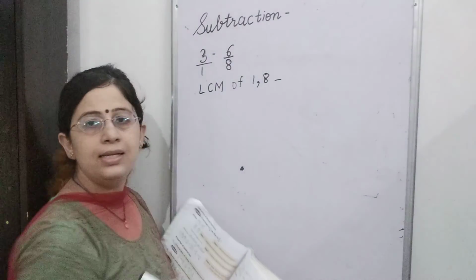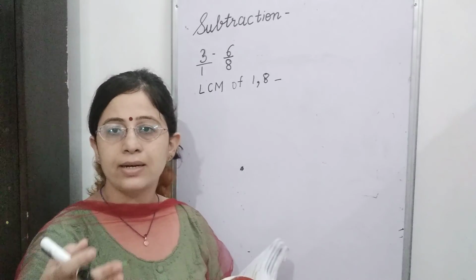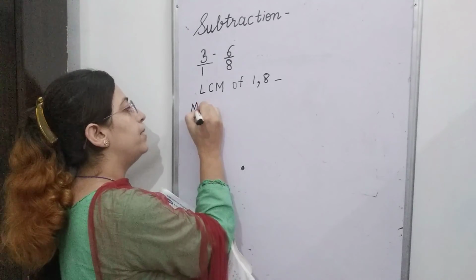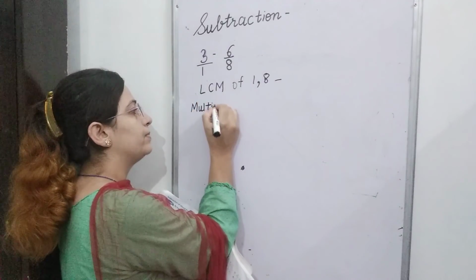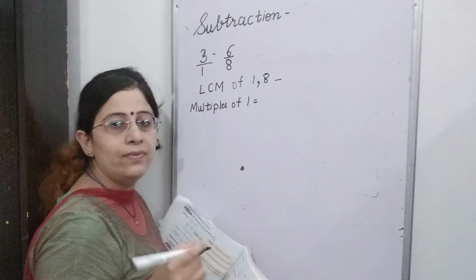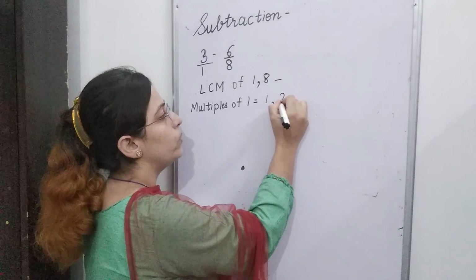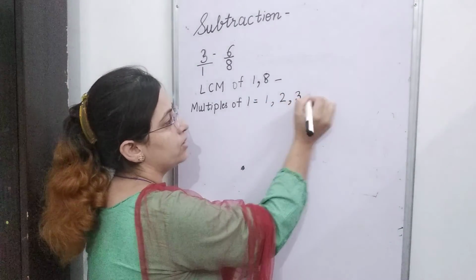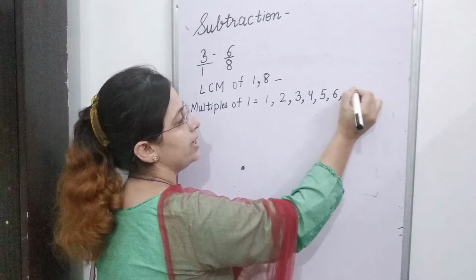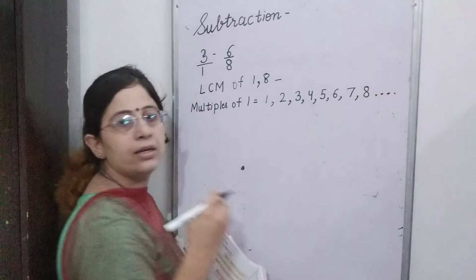Now how do we find the LCM? First of all we will write the multiples of 1. Then we will write the multiples of 8. Everyone knows the table of 1. So we will start. 1 times 1 is 1. 1 times 2 is 2. 1 times 3 is 3. 1 times 4, 5. 1 times 6 is 6. 1 times 7 is 7. 1 times 8 is 8. This you can carry on.